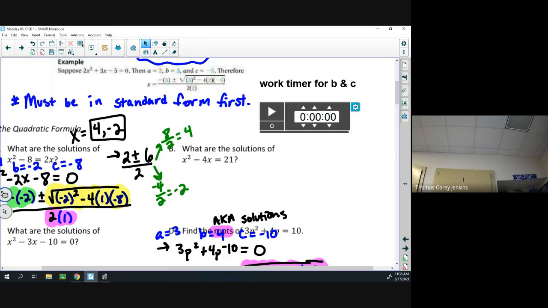Second, and because that's a negative, you got to put it in parentheses. So you need to do parentheses -2 squared and -4 times 1 times -8. There you go.